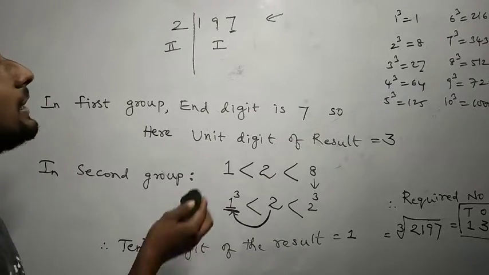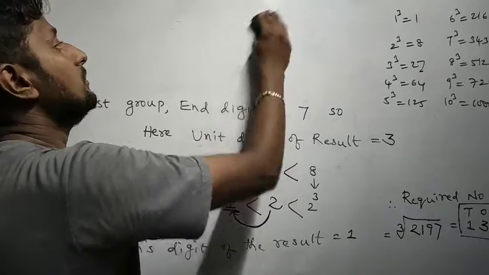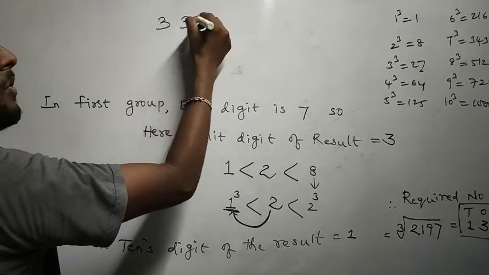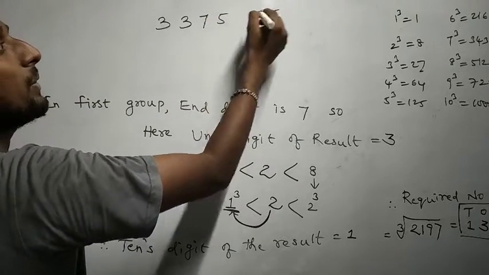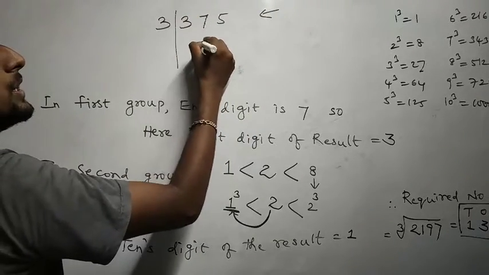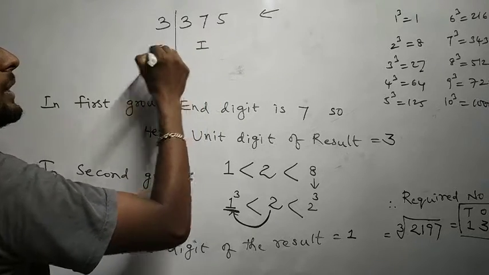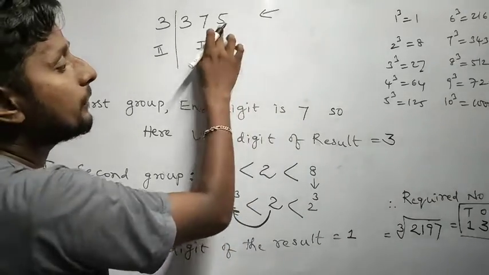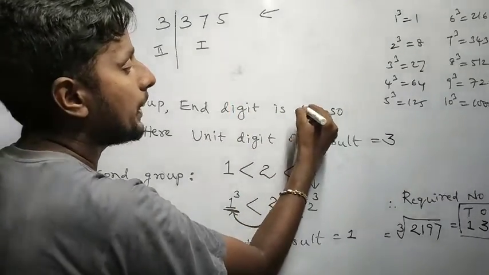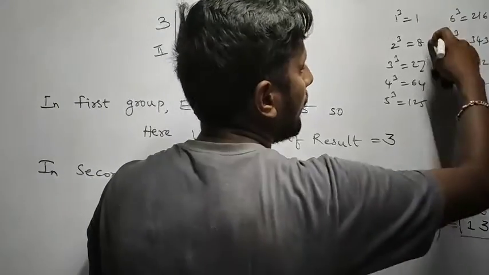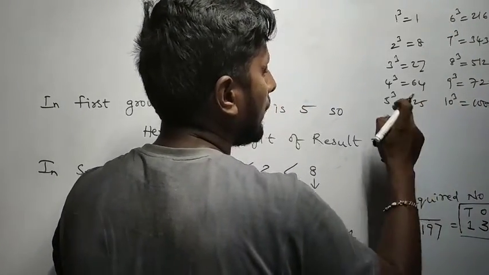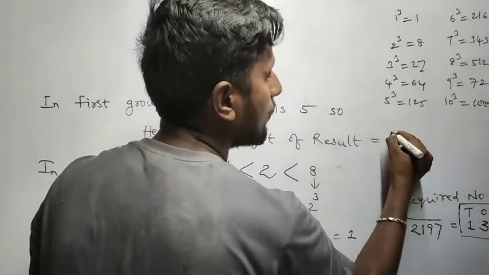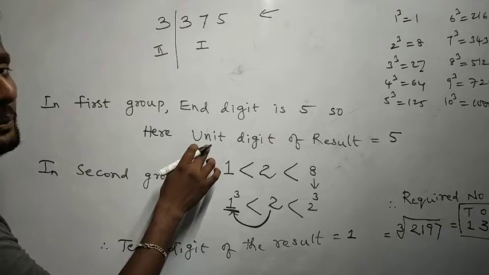That's 3375. 3375. Yeah, from the right side 1, 2, 3. It's the first group. It's the second group. Correct? Now in the first group, what is the end digit? 5, no? Yeah, we'll write 5. Look at where the 5 comes from. Yeah, here 5. The 5 comes from 5 only. So here the unit digit of the result is 5. Unit digit is nothing but the ones place.